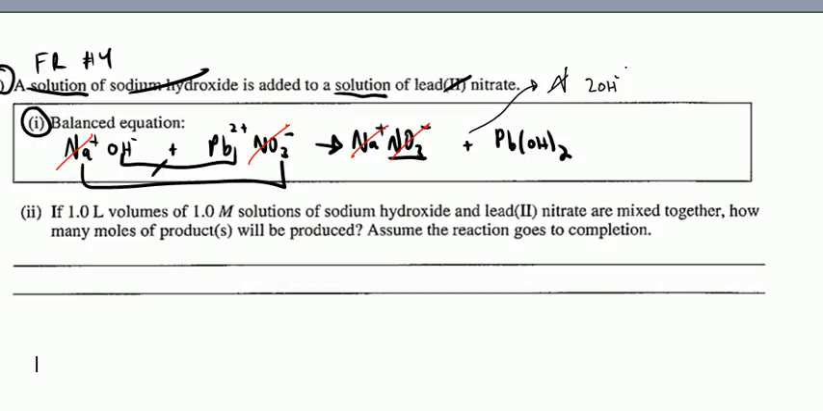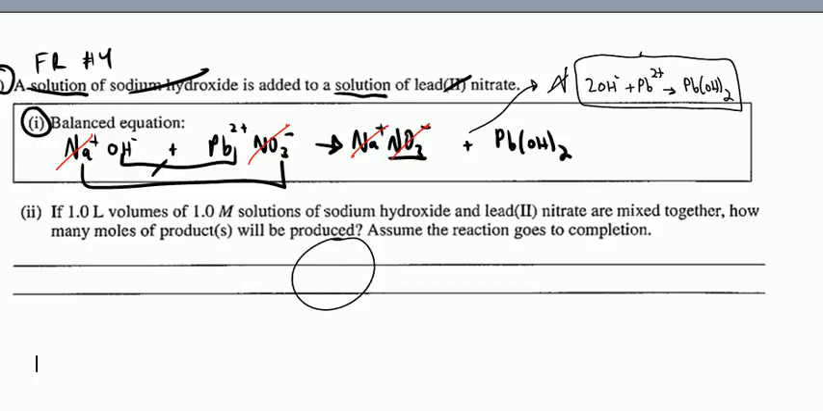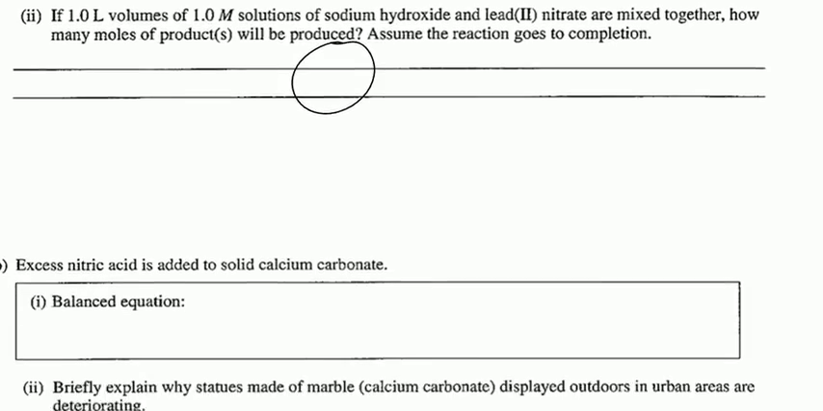2OH minus plus Pb 2 plus goes to PbOH2. That is the correct answer. I do challenge you guys to do this if you want. We're going to talk about it later when we have a review of stoichiometry. Not necessary right now.